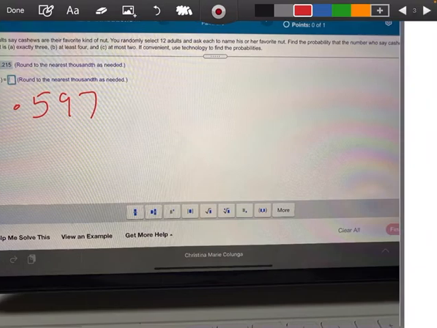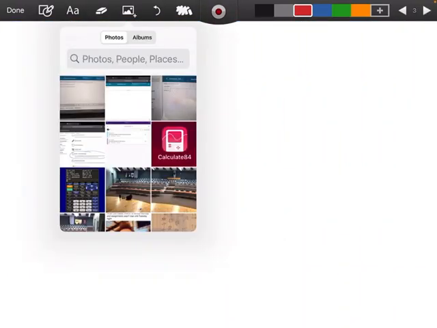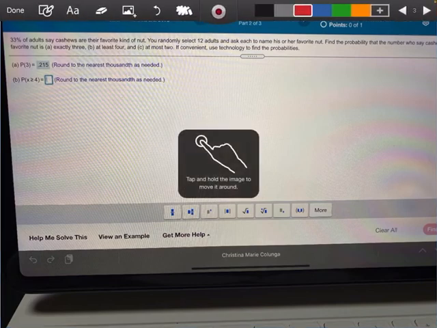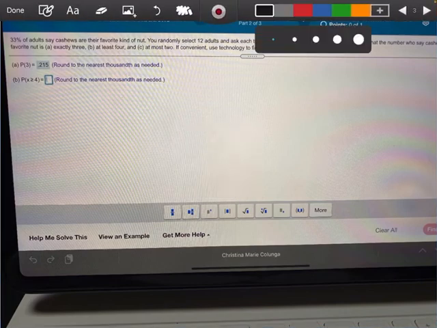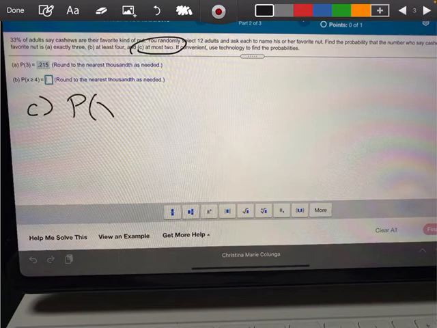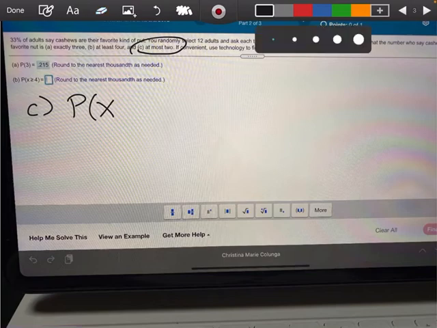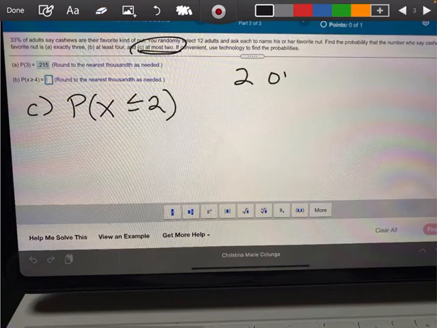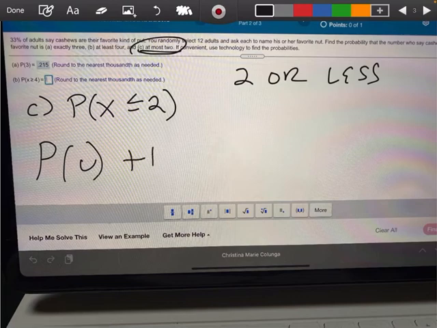Now, there is a third part to the question, so let's answer the third part. All right, let's take a look. At most 2. So part C, at most 2, y'all, means that X is smaller than or equal to 2. I don't want more than 2. This would be 2 or less. So 2 or less means nobody likes it, or 1 person likes it, or 2 people like it.